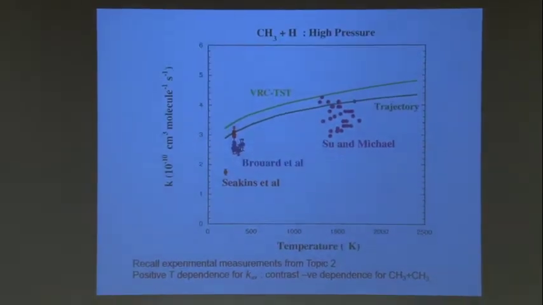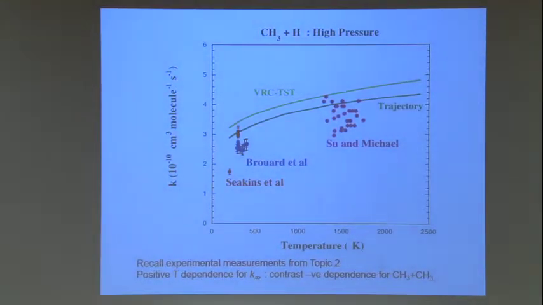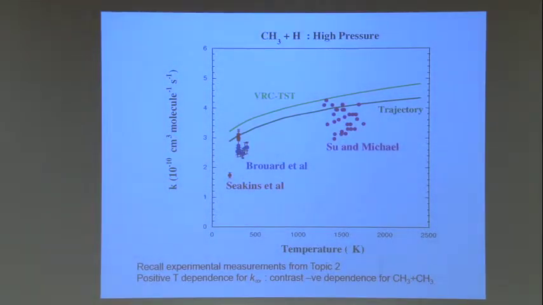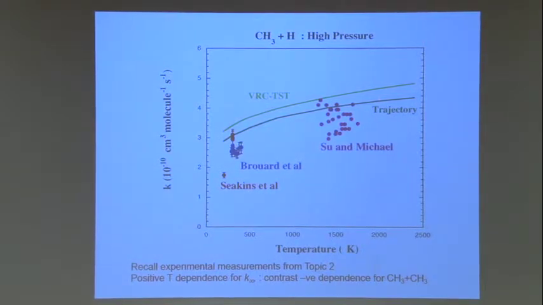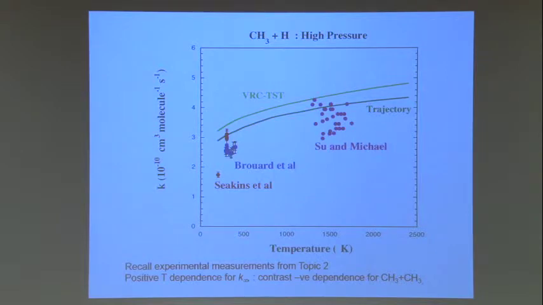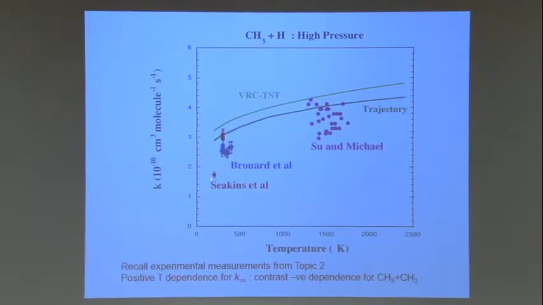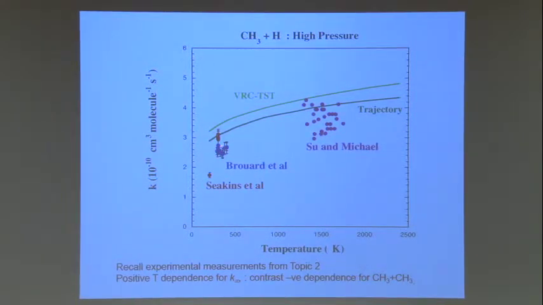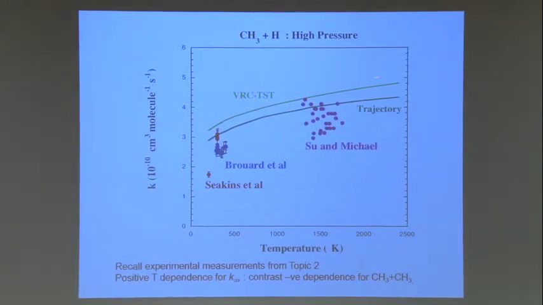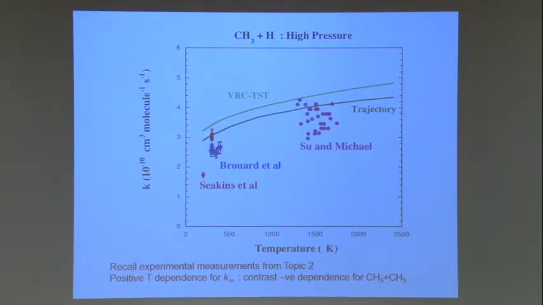This is CH3 plus H, and these are calculations again from the argon group. And these are measurements made at high temperatures. I gave you a slide on these yesterday, shock tube measurements by Joe Michael. And then these are the measurements made by Mark Brouard that I told you about yesterday, and also some using a similar technique by Paul Seekins. And once again, the argon group would argue that this particular curve here is actually the most accurate representation of the rate constant.